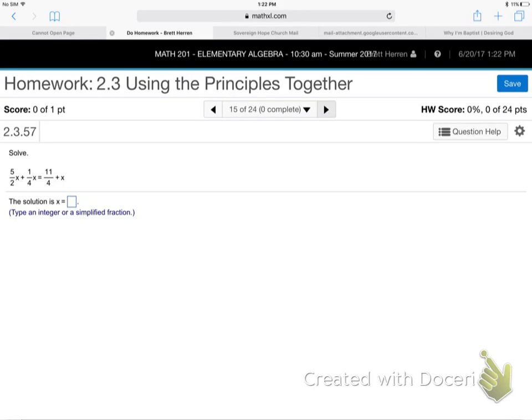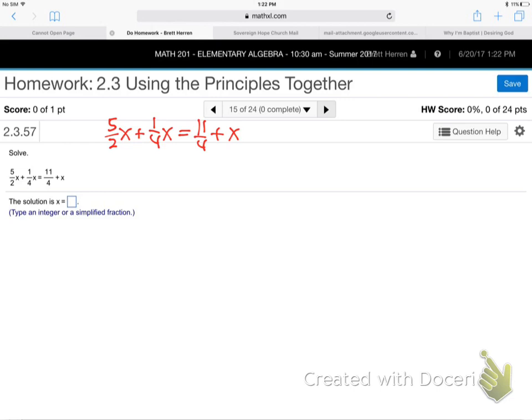Okay, so 5/2 x plus 1/4 x equals 11/4 plus x. Okay. So, what are you going to do first on this one? Yeah. So multiply through by the LCD.